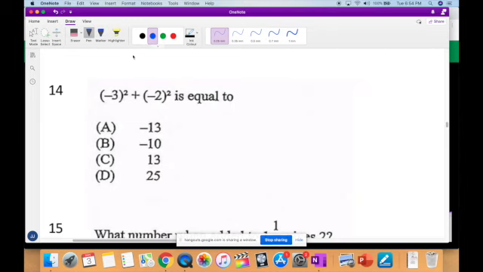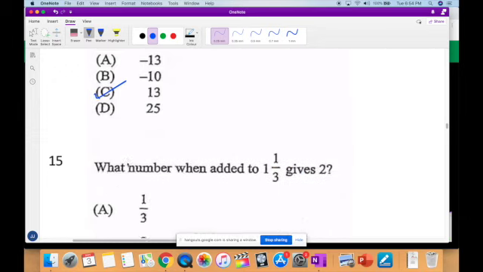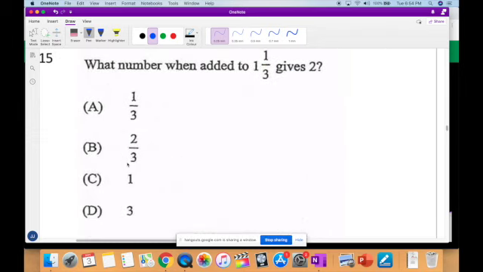I could do the easiest ones. Remember, -3 squared is negative by a negative, so that's a positive 9. And that's a positive 4, so the answer will be positive 13. I expect everybody here to get that correct, right?